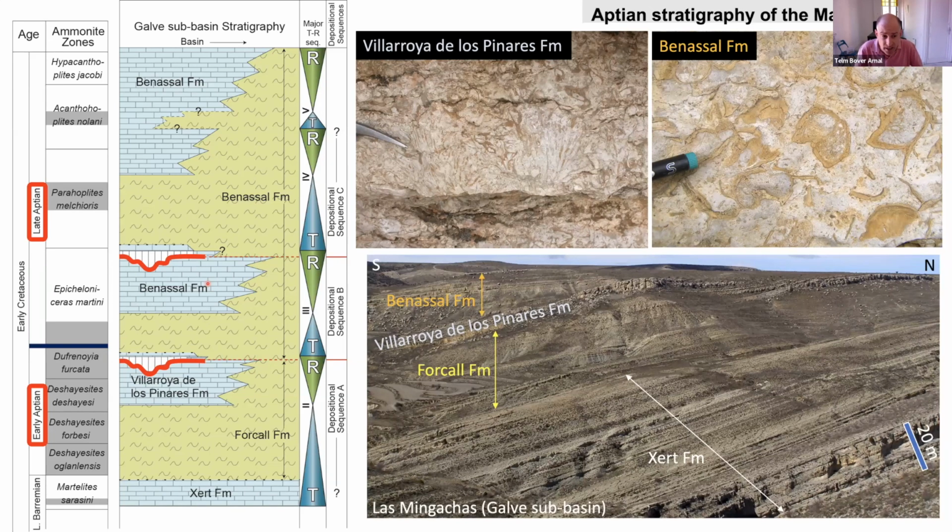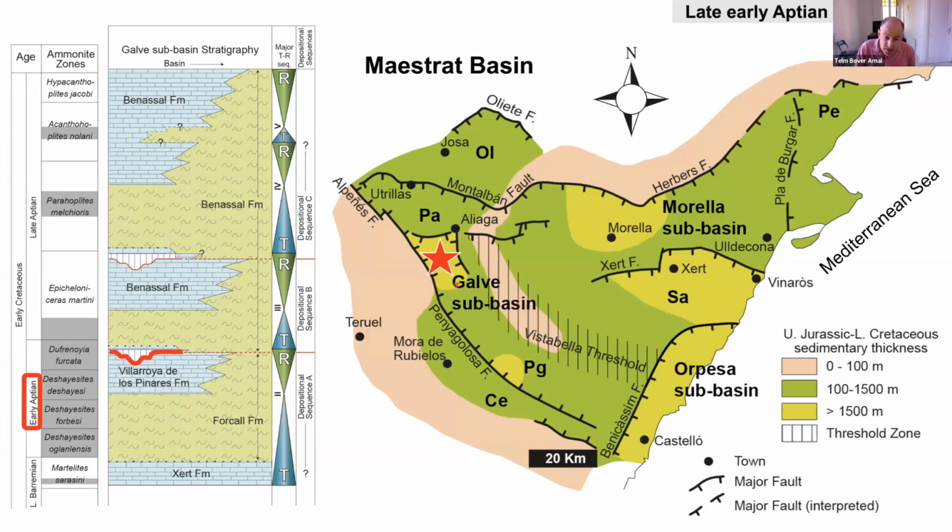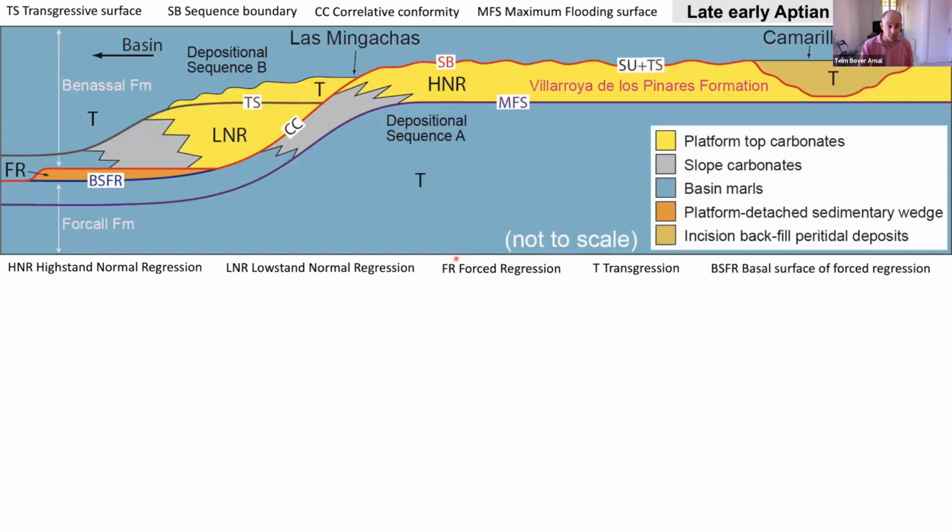If anybody is interested, we published a paper on the Benasal formation in 2014 in Sedimentology, and another one last year, 2022, in Global and Planetary Change. So today I will focus the talk on the early Aptian Villarroya de los Pinares formation, and as I've said, mainly I will show you outcrops from the western marginal depocenter of the Maestrat Basin.